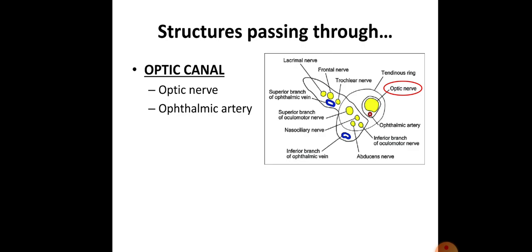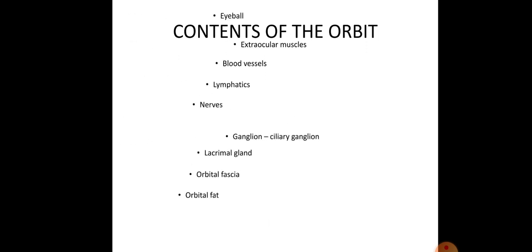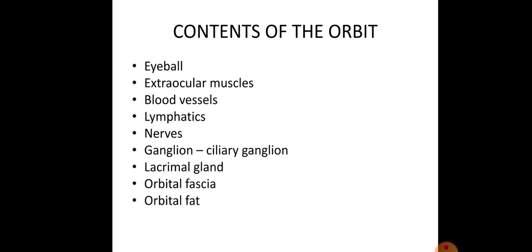Optic canal. Optic canal transmits optic nerve along with the ophthalmic artery. What are the contents of the orbit? Eyeball along with the extraocular muscles, blood vessels, lymphatics, nerves, ganglion, lacrimal gland, orbital fascia and orbital fat filling the rest of the spaces, which gives the cushion effect and protects the eyeball during the movements.